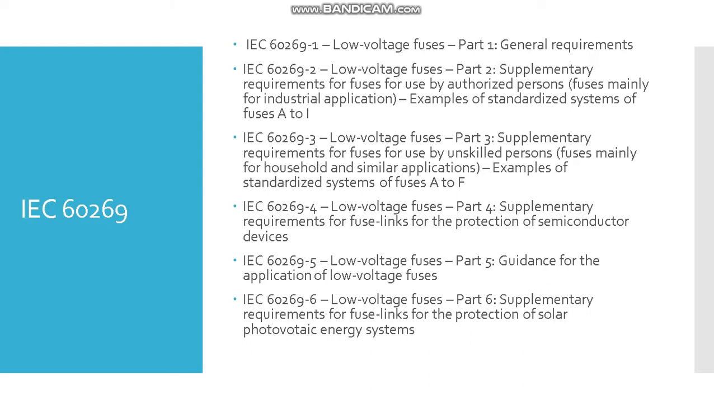So the first part is the general requirements. The second part is the supplementary requirements for fuses for use by authorized persons. So next is the supplementary requirements for fuses used by unskilled persons. The fourth part is the supplementary requirements for fuse links for protection of semiconductor devices. The fifth part is the guidance for the application of low voltage fuses. And the sixth part is the supplementary requirements for fuse links for protection of solar photovoltaic energy system.